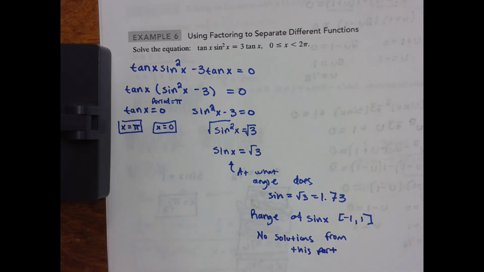So the only two angles here are 0 and pi. Those angles still do work. And you can check that. If you plug them in, you should find that you get both sides to be equal.